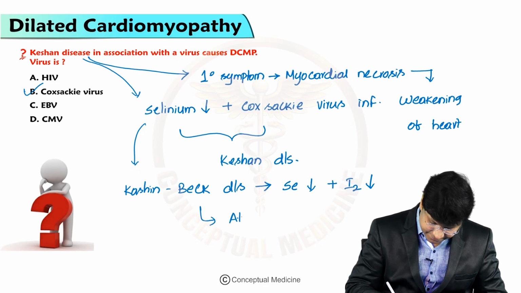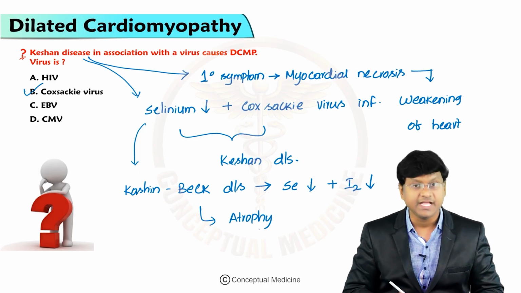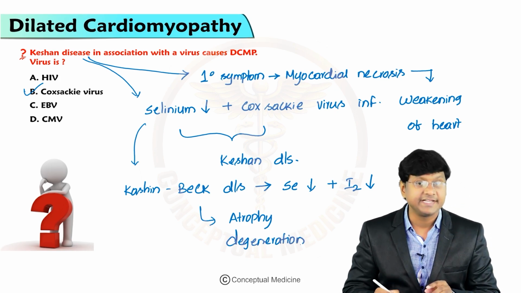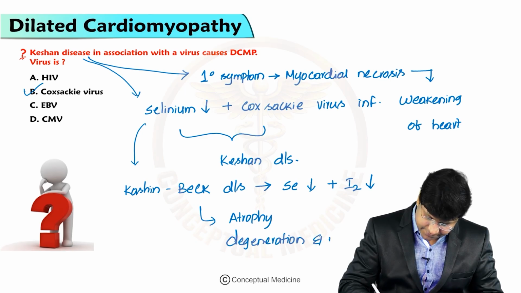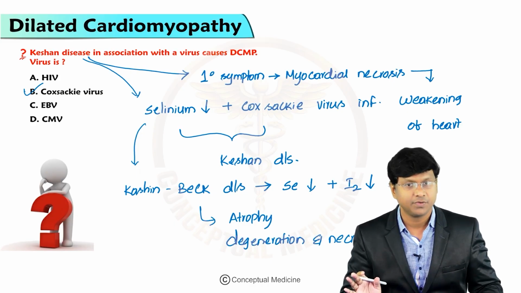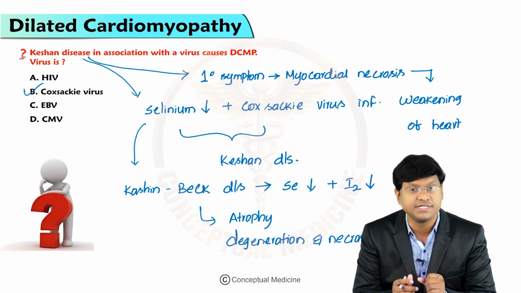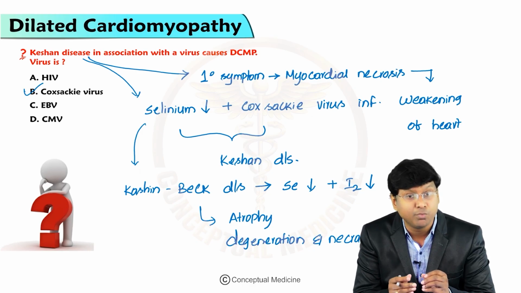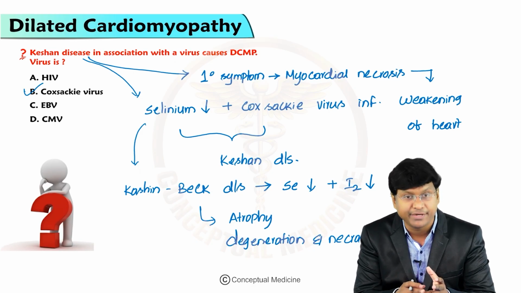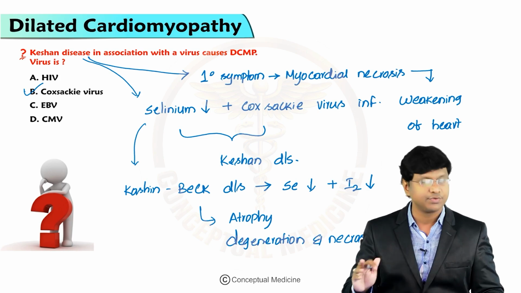So this will result in atrophy, degeneration and necrosis of cartilage tissue. So that is about the Keshan-Beck disease. And in case of Keshan disease, Keshan disease also makes the body more susceptible to illness, which is caused by other nutritional, biochemical or infectious diseases. So that is about your Keshan disease.